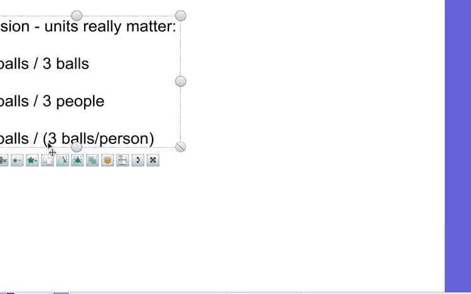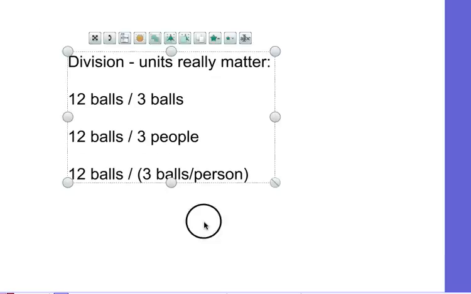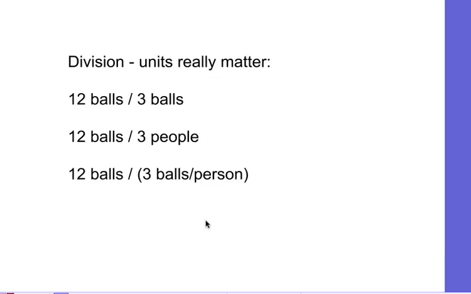When I say 12 divided by 3, do I mean take 12 balls and divide them by 3 balls, which would just give me an answer of 4? Do I mean 12 balls divided by 3 people, which would give me 4 balls per person? Or do I mean take 12 balls and divide by 3 balls per person, which means I can divide it up to 4 people? Depending on what units you put under division, your division could mean some different things. That's something to consider with division.